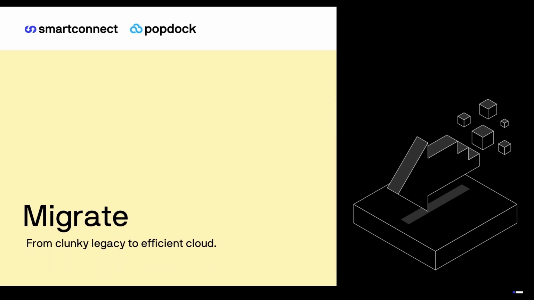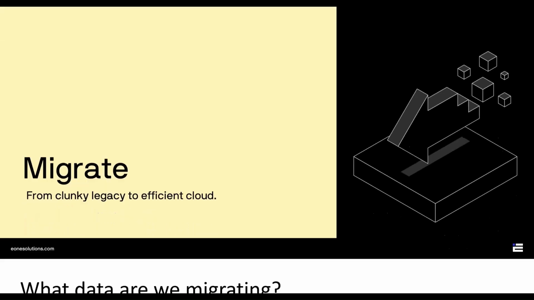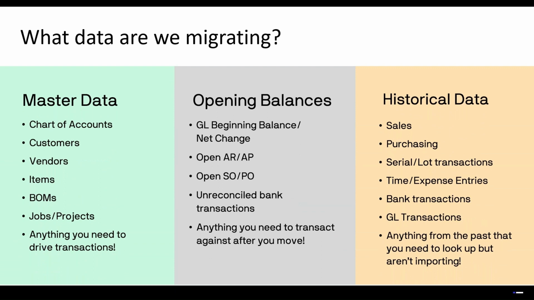But yeah, just getting into data migration. As you are probably aware, E1 Solutions has two products that tie into your data migration projects: Smart Connect and Popdock. But when we talk about data migration, we're really asking what type of data are we migrating. There are a couple of different classes of data that exist no matter what system you are migrating to or from, and it isn't always ERP specific.